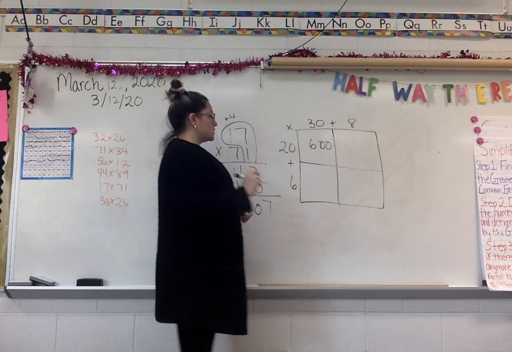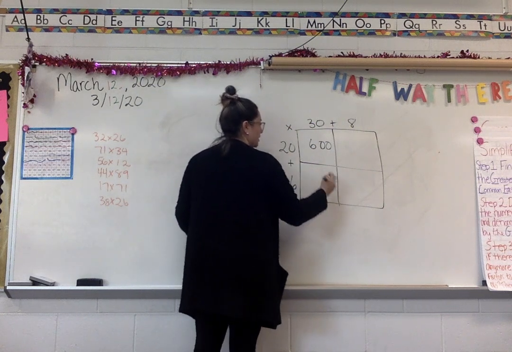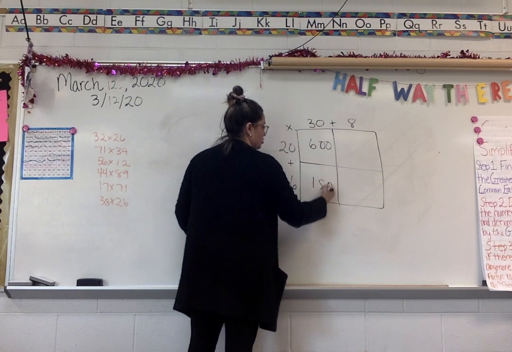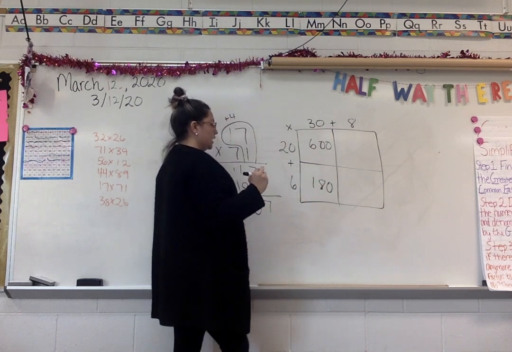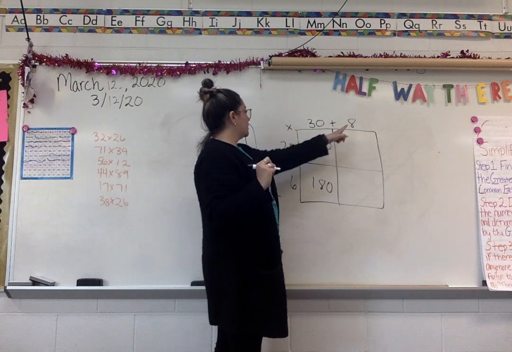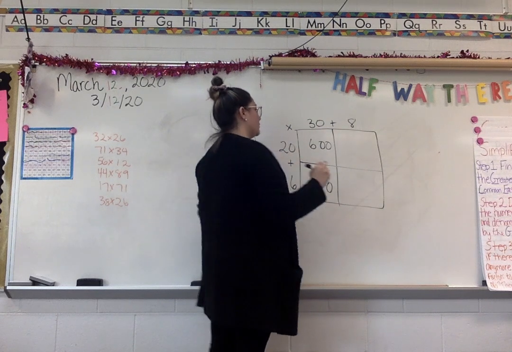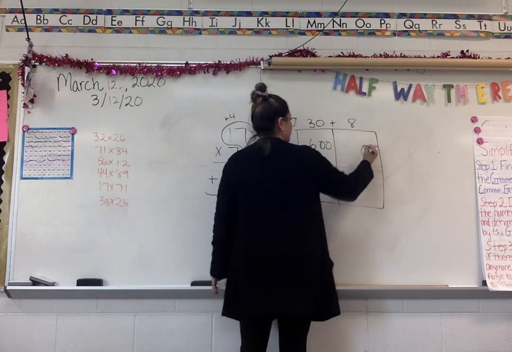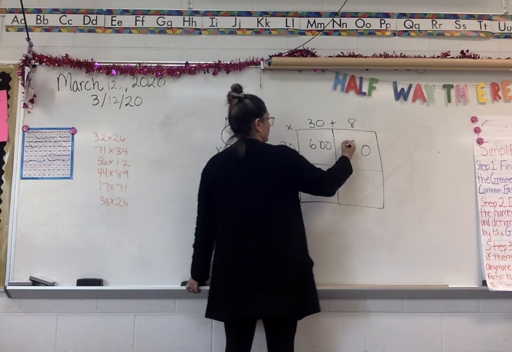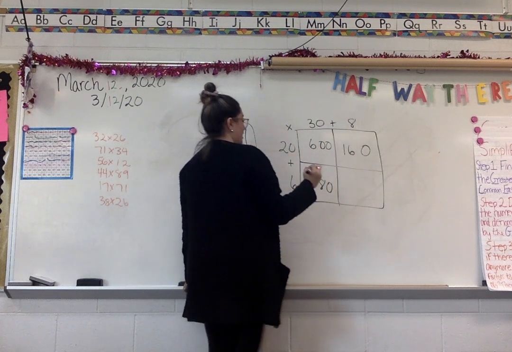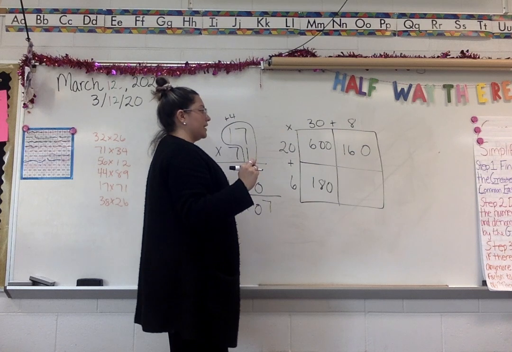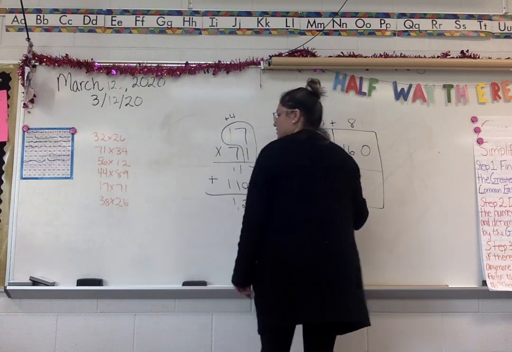30 times 6, only 1 zero. Then 3 times 6 is 180. And now I have 8 times 20, and I only have 1 zero. So I'm going to do that. And 8 times 2 is 16. Then we have to do 8 times 6.